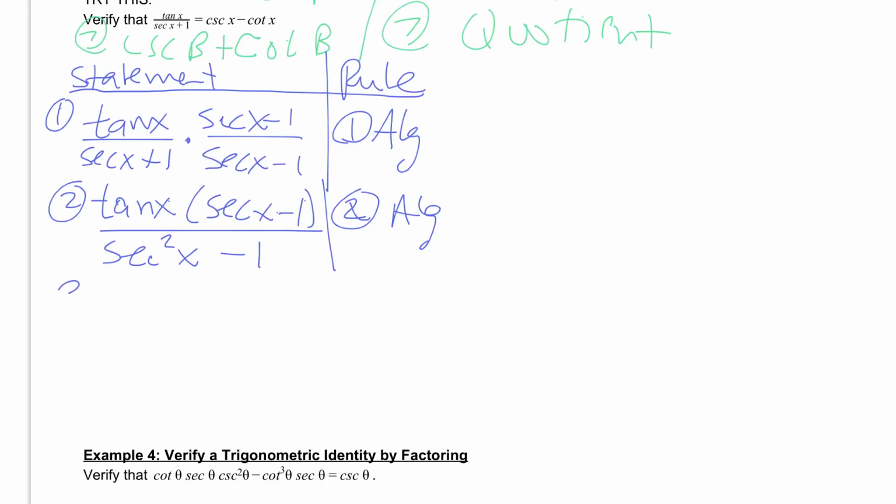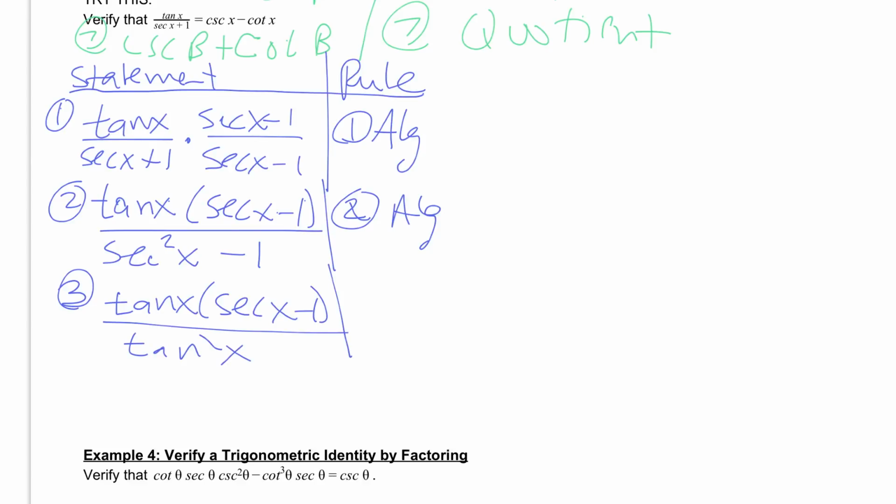Step 3, I can use my Pythagorean identity. The secant squared x minus 1 is just tangent squared x. So I have my top the same, tan x times secant x minus 1. And I'm going to change the bottom to tangent squared using that Pythagorean identity.